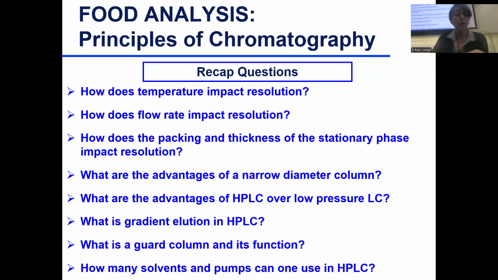All right. What are some advantages of high performance versus low pressure chromatography? It's faster. Very good. We can reuse the column many more times than the low pressure one, because with low pressure we pack, and sometimes we have to wash and repack.